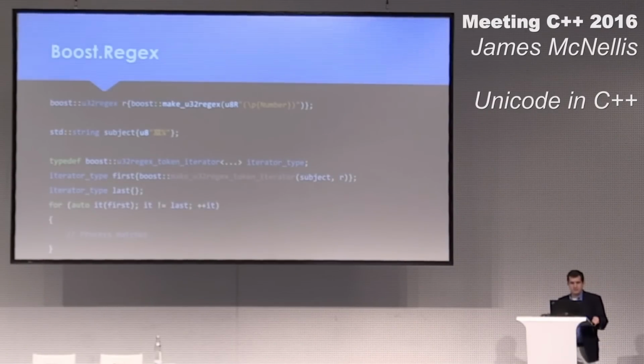Finally, there's Boost.Regex, which also provides similar functionality to the ICU regex. I don't know if it's comparable or if it's less. I haven't used it extensively. But here, for example, is how we might construct a regex that matches numbers, and then we can match those numeric characters that aren't actually numbers.